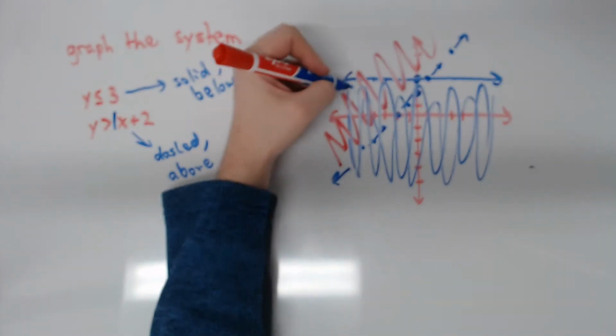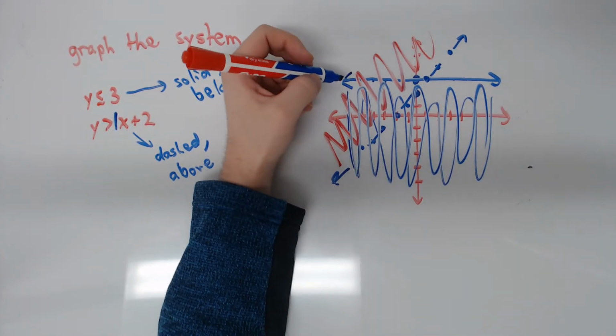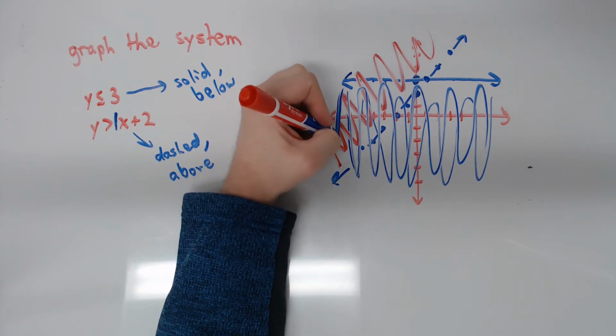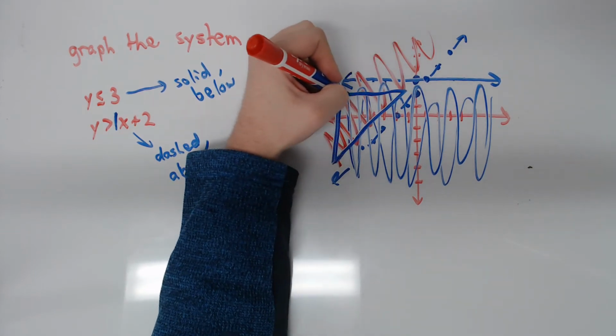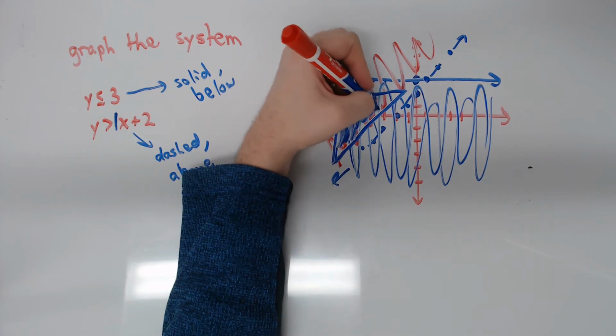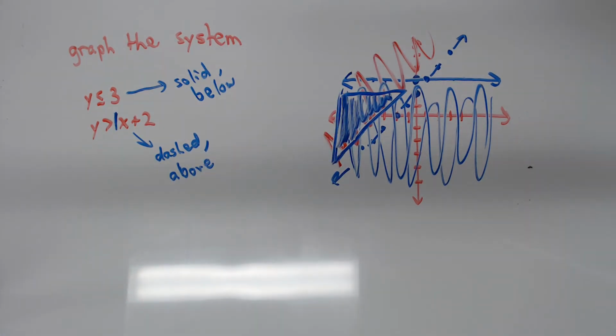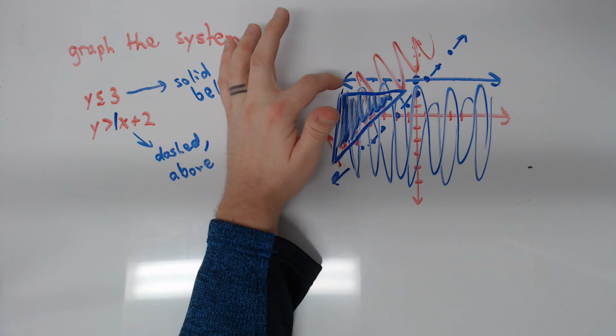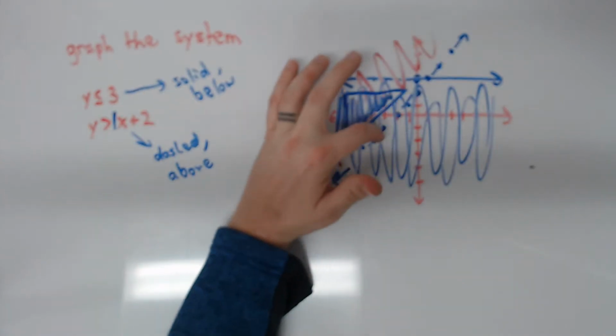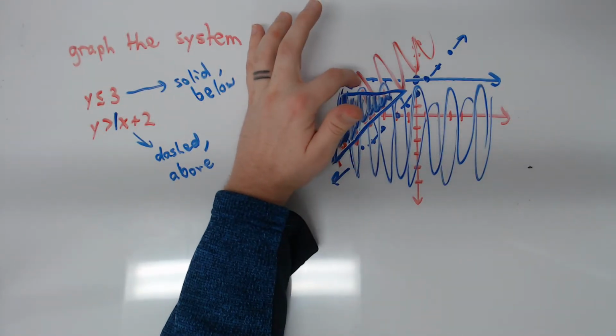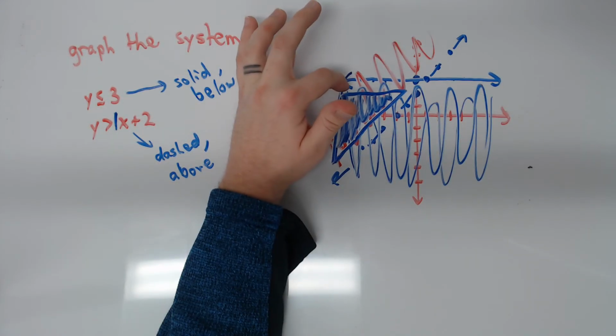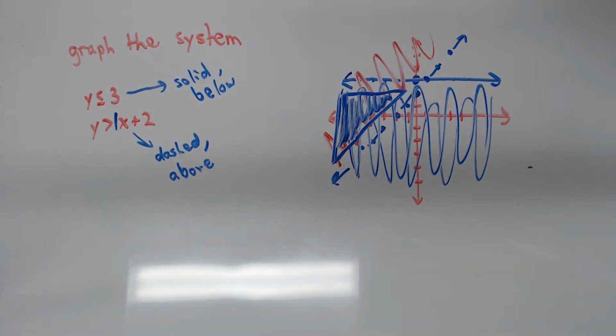If I fill that in a little more, this area right here, this little triangle on the bottom left, let me outline that for you quick. This is the overlap area. So our solution should be anything in here. If it's on this dashed line, it doesn't count. If it's on this solid line, it does. All right, so that's an example of graphing a system of inequalities.